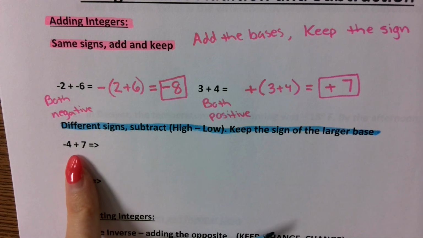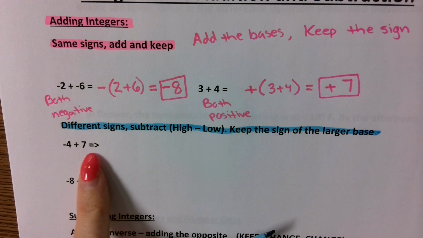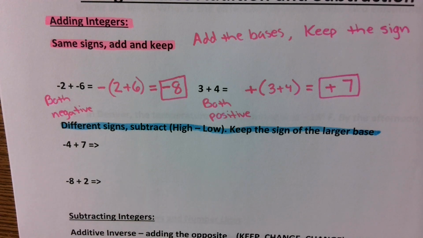So for example here, -4 plus 7. Patrick, honey, I know that he's so adorable and you just want to keep smiling at him, but let's go ahead and stop. Okay, baby. Thank you.